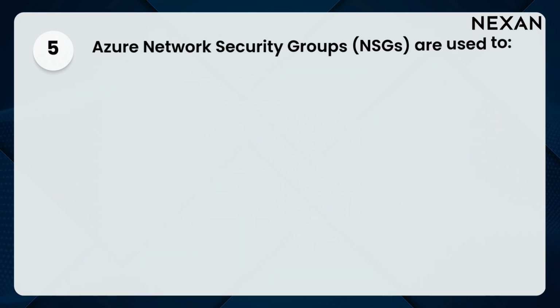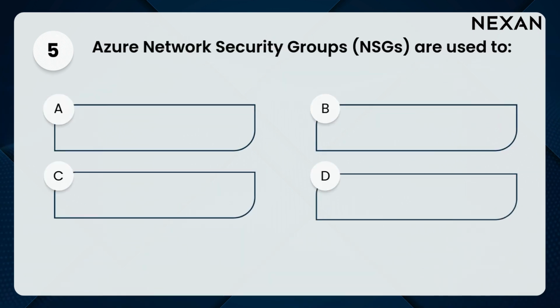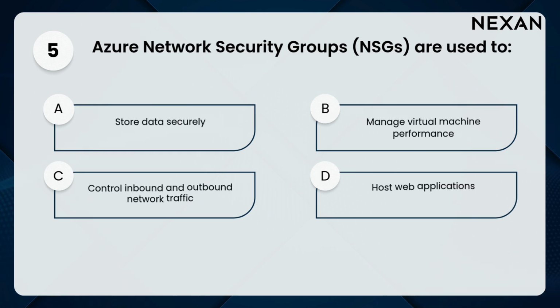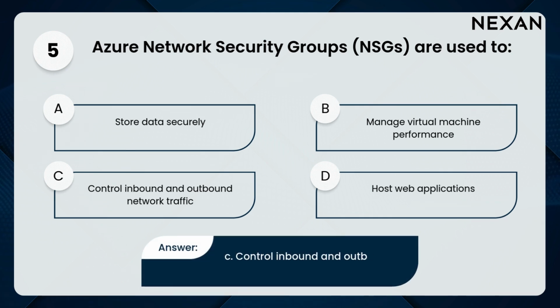5. Azure Network Security Groups, NSGs, are used to A. Store data securely. B. Manage virtual machine performance. C. Control inbound and outbound network traffic. D. Host web applications. Answer. C. Control inbound and outbound network traffic.